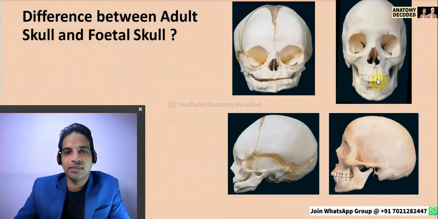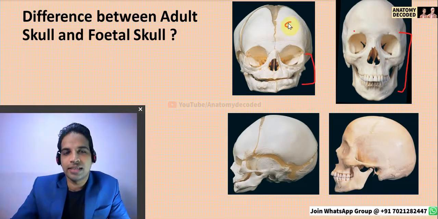Let's see the difference between an adult skull and a fetal skull. So here we can see this is the adult skull viewed from the anterior aspect. This is the fetal skull viewed from the anterior aspect. The one most striking difference which we can see between these two skulls is the proportion of the facial skeleton here, and the proportion of facial skeleton here. Facial skeleton is very less developed in a fetal skull.